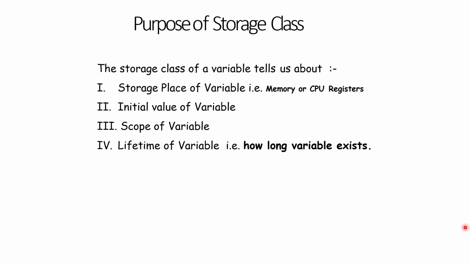So what are the 4 points that are written over here? Storage places of variable, that is memory or CPU register, but memory also has some hierarchy, so we'll come to that part later. Second point is the initial value of the variable. Yes, this is very important, because till last day or maybe till now, we know that if we declare a variable within a program, suppose I'm writing int x, and then if I print the value of x, you will get some arbitrary value, and that is technically what we call a garbage value, right?